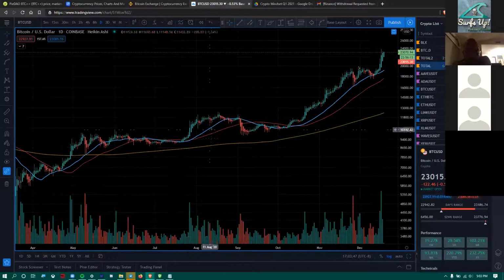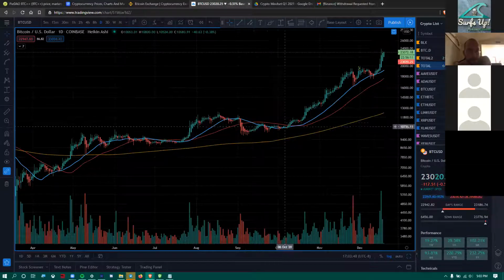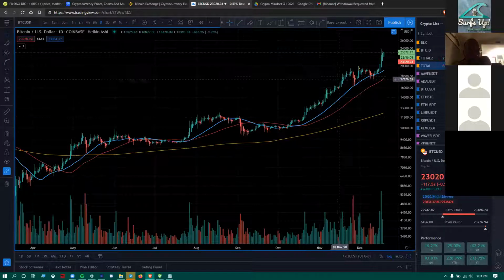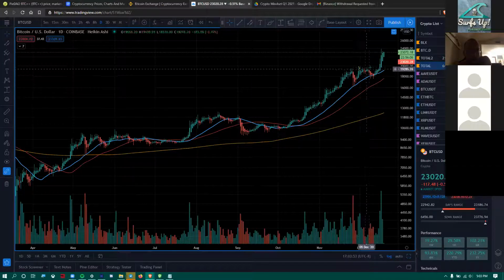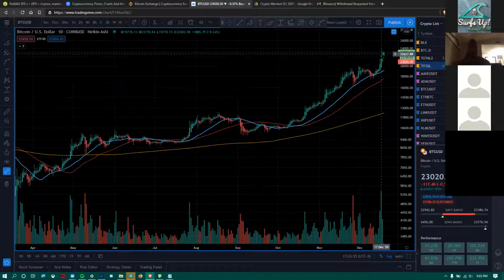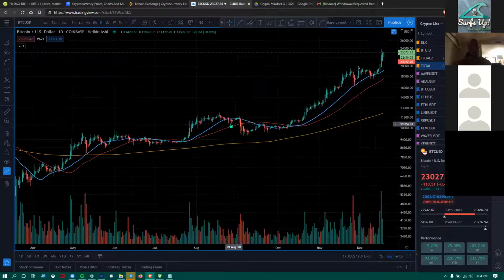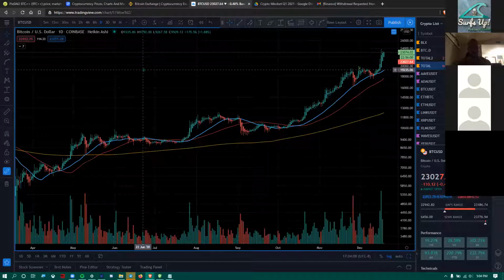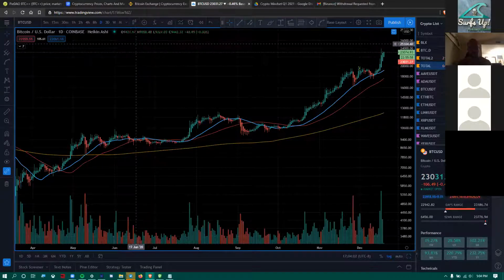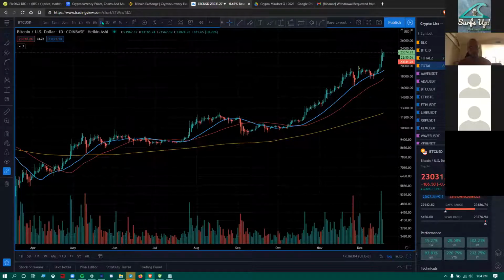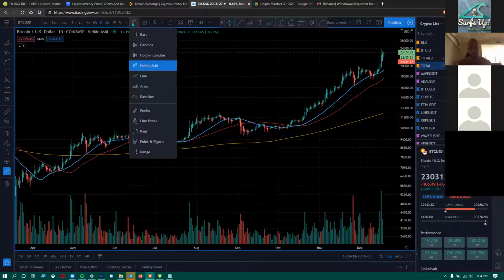I really like to take a look at these every now and then because it's more fluid. These are good on lower time frames if you're gonna trade really low time frames. I just swing trade, I don't day trade. So yeah, let me switch that back.